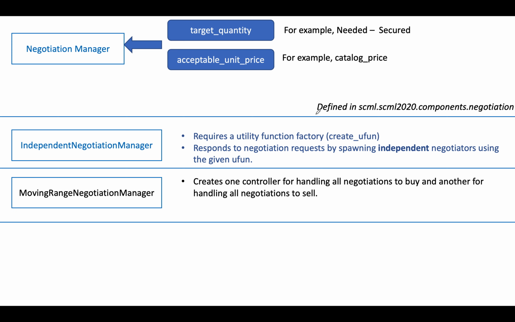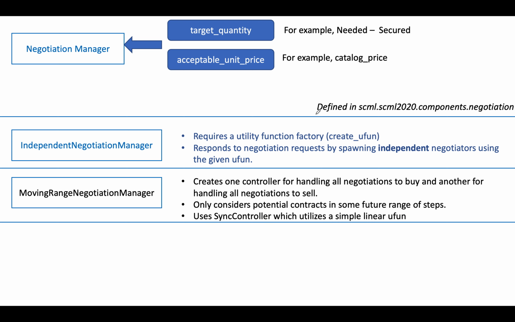Then there is the moving range negotiation manager. This one creates one controller for handling all buying and another one for handling all selling. This controller will try to keep these negotiations running in synchrony so that you don't over-contract. And it only considers potential contracts within some future range of steps. It doesn't look to the infinite horizon, just for some horizon in the future. It uses a sync controller, which utilizes a simple linear utility function. So in the implementation we have, the utility function is just a linear combination of how far is the quantity from the target quantity and the price.